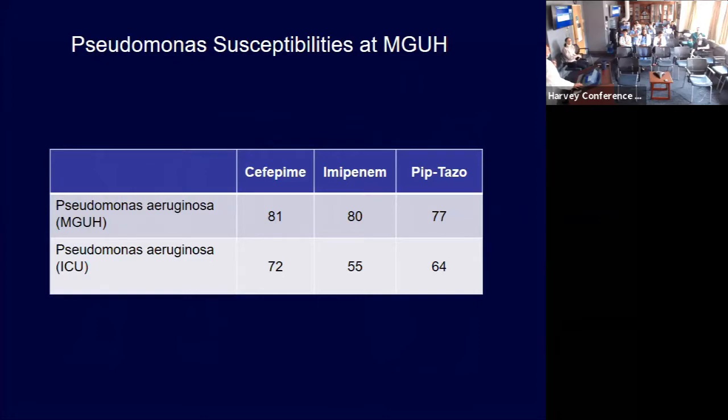If you isolate Pseudomonas from the entire hospital, okay, we're not doing terrible. They're not 100%, but you could see piptazo 77, the other ones in the 80s. But what I want you to look at is what happens when you isolate Pseudomonas in the ICU. Do you see the difference there? Meropenem is around 80% in the general hospital. When you get into the isolates in the ICU, it drops to 55%.